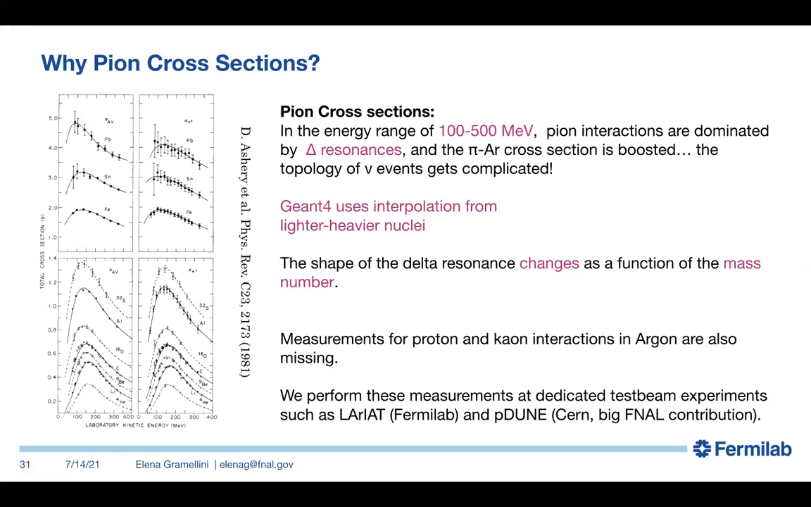Before LARIAT, we didn't have any argon cross-section with pions. And similar arguments can be made for proton and kaon interactions in argon. We don't really know them. Modeling packages use interpolations from data that is already present, so lighter and heavier nuclei. So we perform these measurements in dedicated test beams.